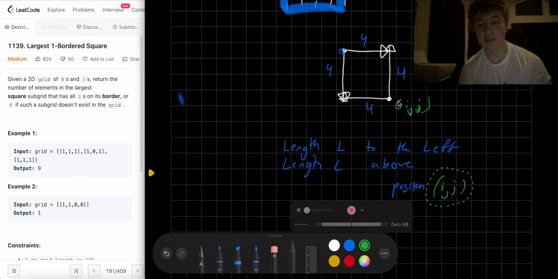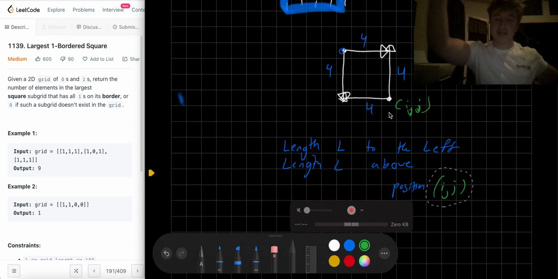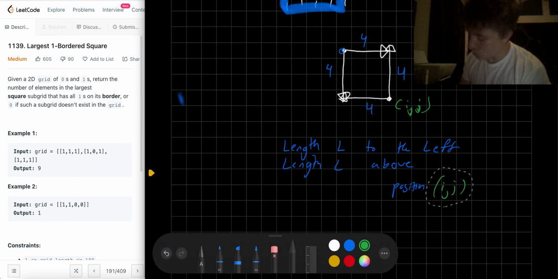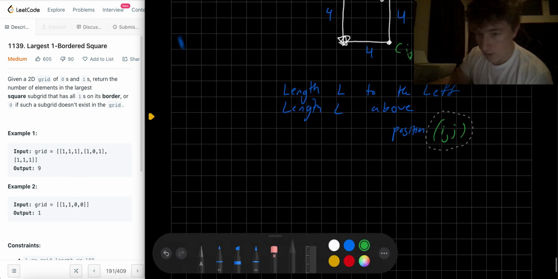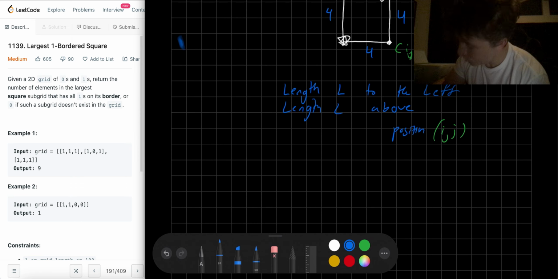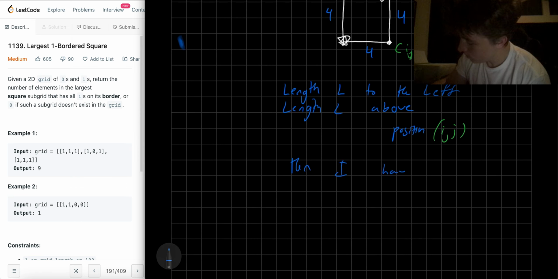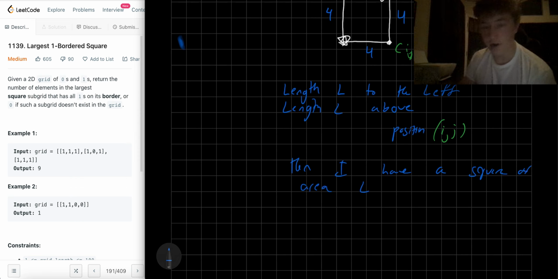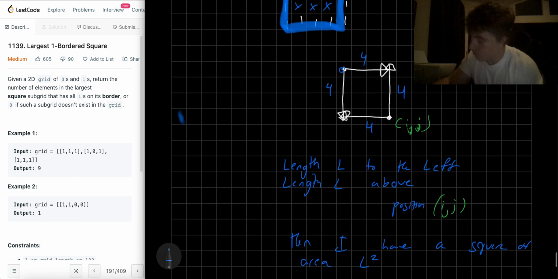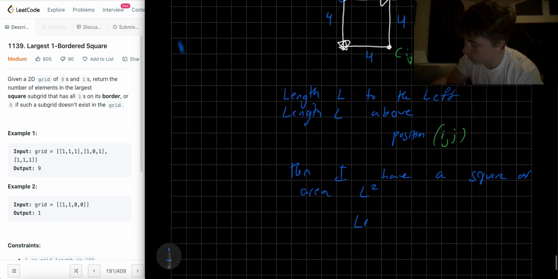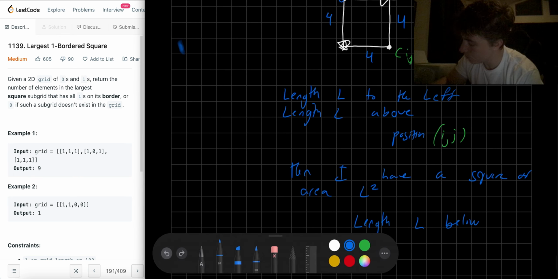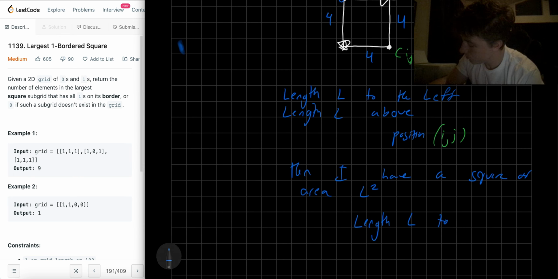Right, so if I have length L to the left, so L's 4. So for any position, if I have an arm to my left that's length 4, and I have an arm above me that's length 4, then I have a square of area L squared if what? If I have also length L below, or let's do it the right way. So length L to the right in position what?